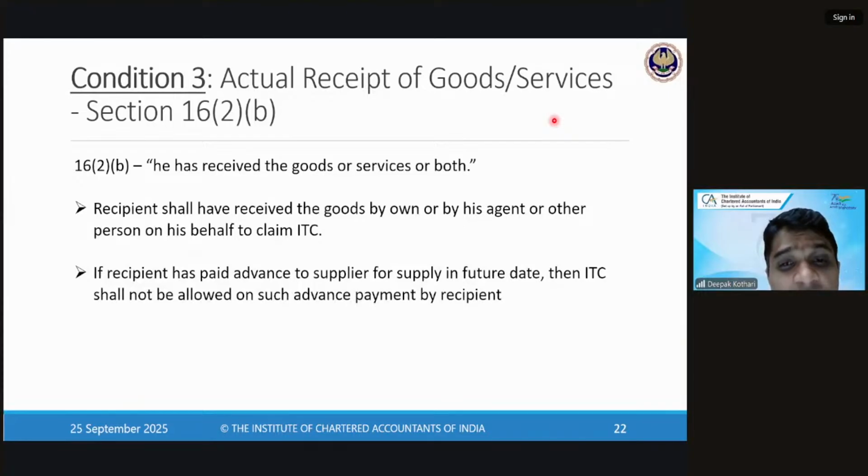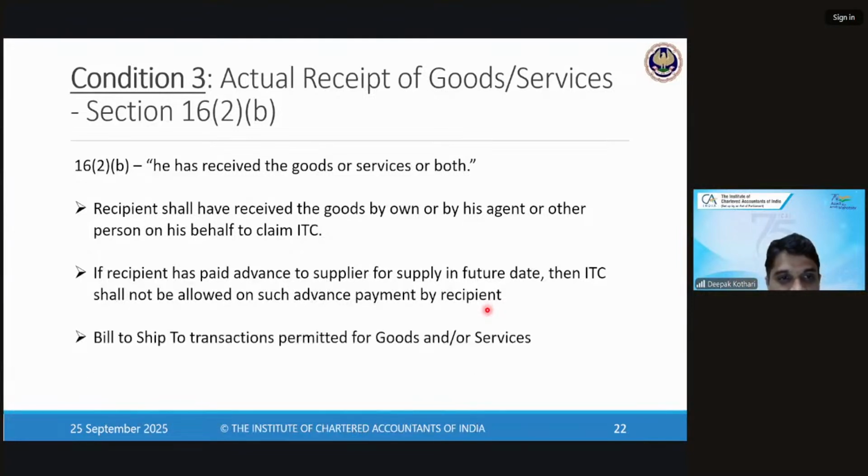If the recipient has paid advance to the supplier for supply at a future date, then he has not received the goods or services. It's an advance payment. On advance payment, the supplier will charge GST, because on receipt of advance, as we have seen in time of supply for services, he will charge the GST. But can the recipient claim the credit? He cannot, because on advance payment he has not received the services. He cannot claim the credit.